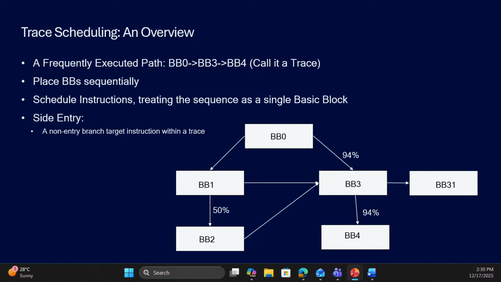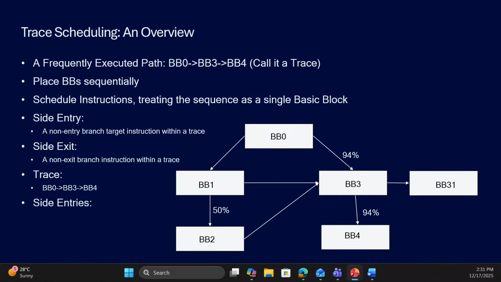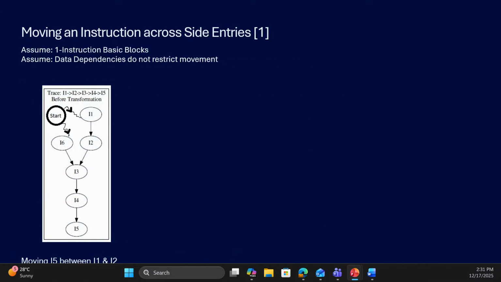Side entry is a non-entry branch target instruction within a trace. The first instruction in BB3 is a side entry, and the last instruction in BB3 is a side exit. So the side entry is the BB3 entry instruction, and the side exit is BB3's branch instruction to BB31.